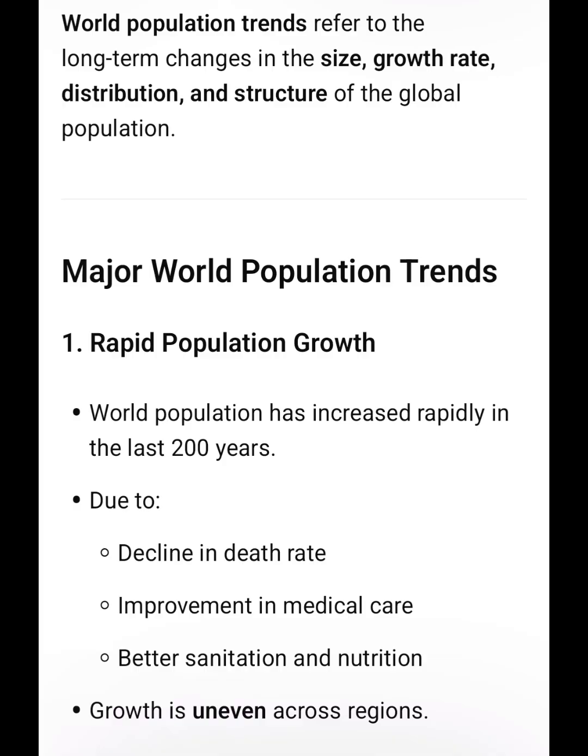Next topic is world population trend. This refers to long-term changes in the size, growth, distribution and structure of the global population. And next, let us move on to the major world population trends.